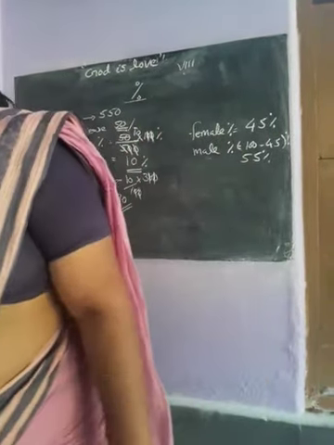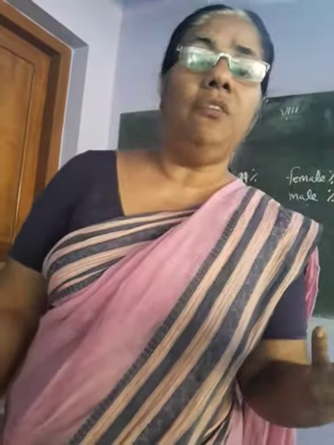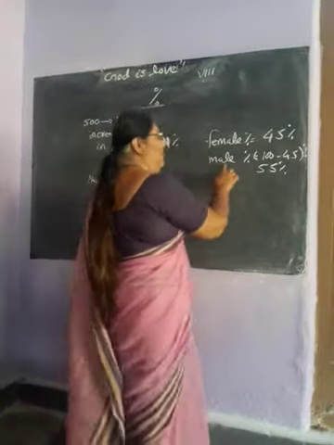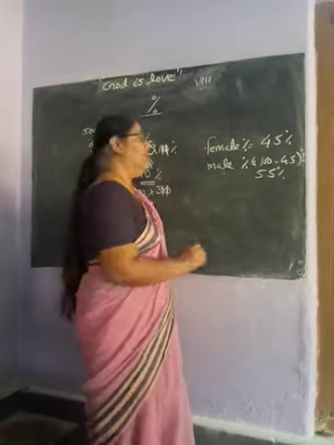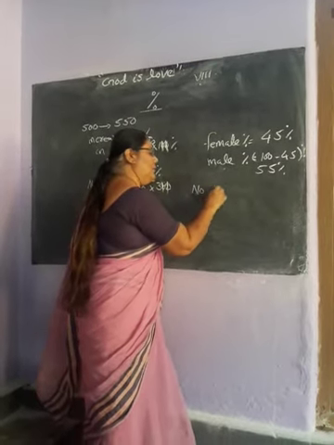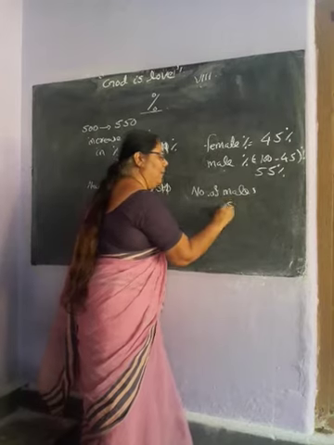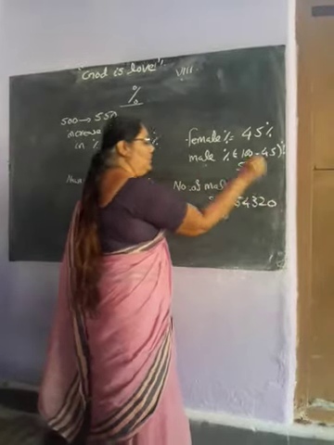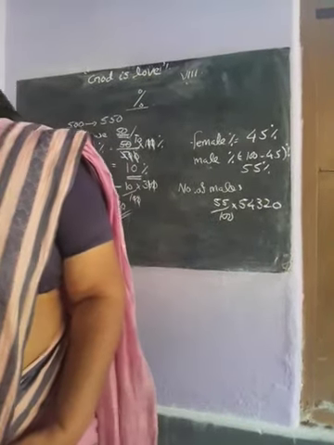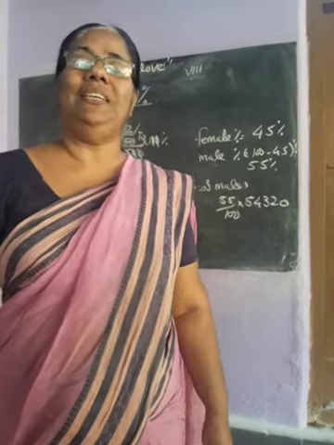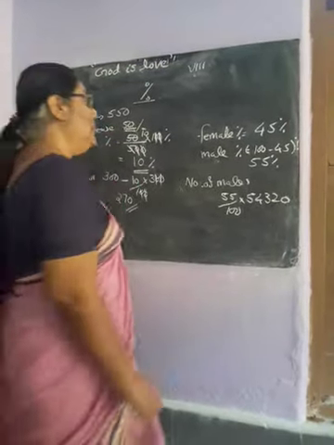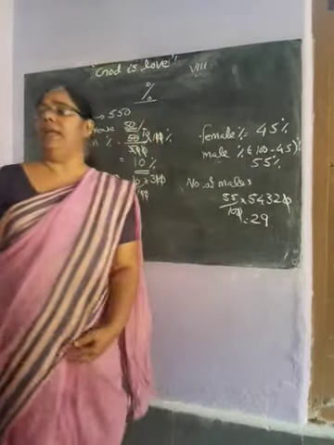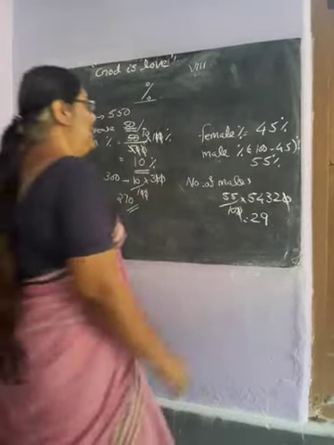Understand? What is the question? If the population of the town is 54,320, find the population of the males. We know that males are 55%. Therefore, number of males is equal to 55% of 54,320. Then can you say what's the final answer? 29 and 0, 0 cancel. 29,876.